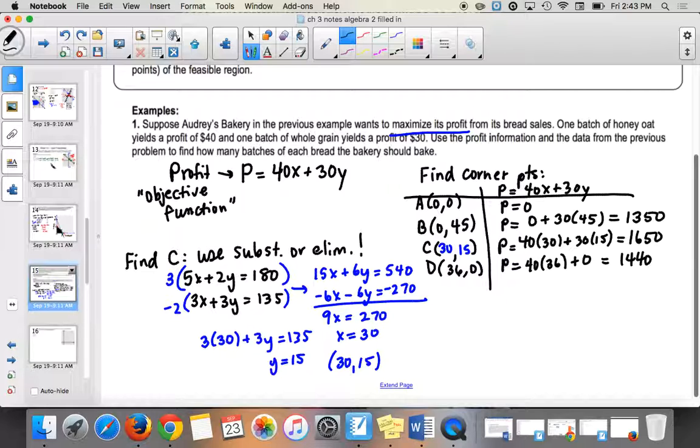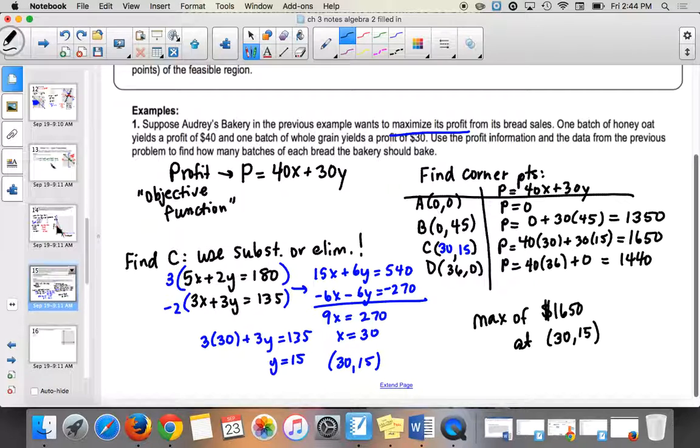So what's our maximum amount? Just write a little, it doesn't have to be a full sentence, but just say max of 1,650. And then you can just say at what corner point? At 30, comma 15. Or you could say 30 batches of honey oat bread and 15 batches of whole grain bread.